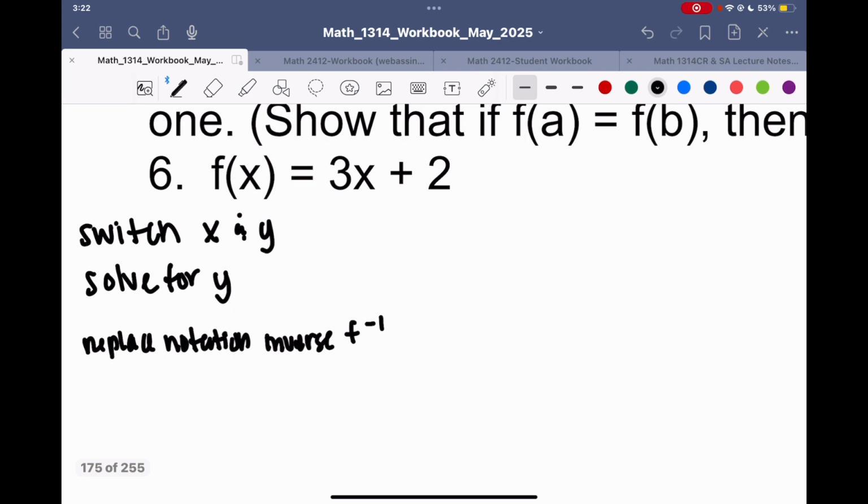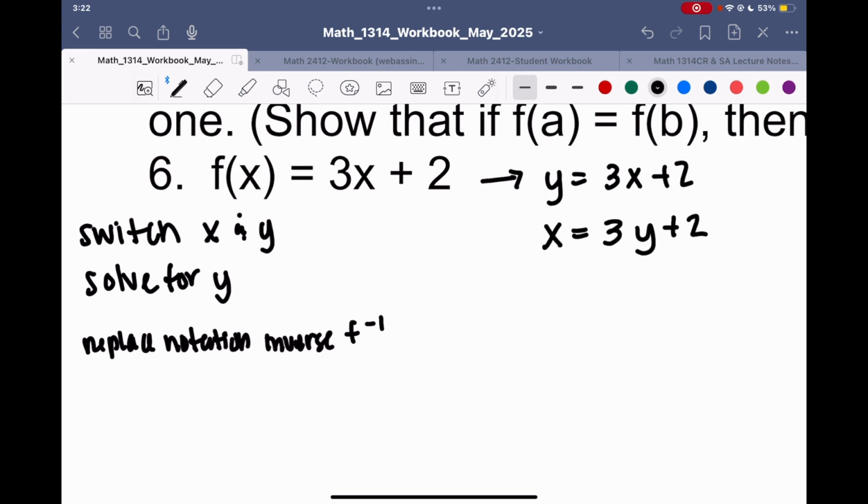So you're just basically going to determine the one-to-one formula. You're going to switch the x and the y's. So we rewrite this one. It's y equals 3x plus 2. Switching x and y's means it's going to be x equals 3y plus 2. So this is step 1.